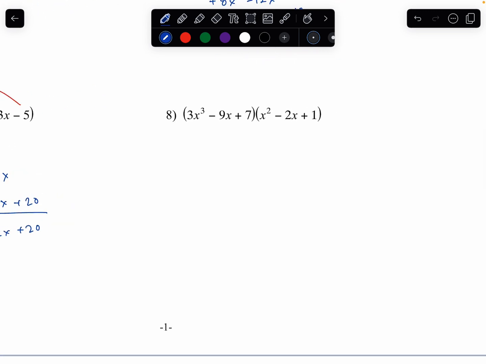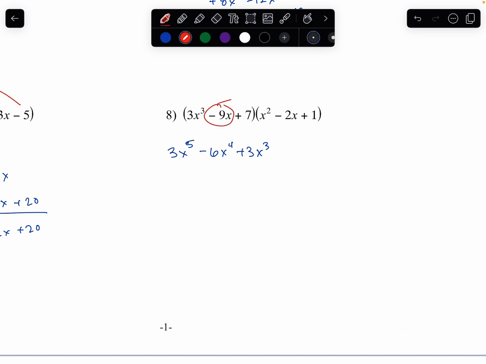For 8, I'm going to take the first term, multiply it by all three terms in the other polynomial. So that's going to be equal to 3x to the power of 5. Okay, and then that's going to be minus 6. So 3 times negative 2 is negative 6. x to the third times x, that's going to be x to the fourth. And then plus 3x to the third when I multiply that by 1.